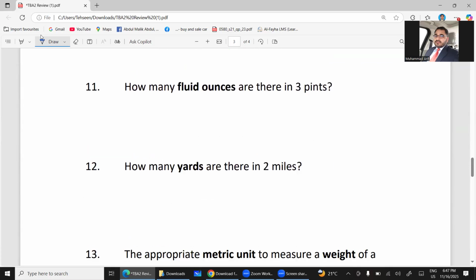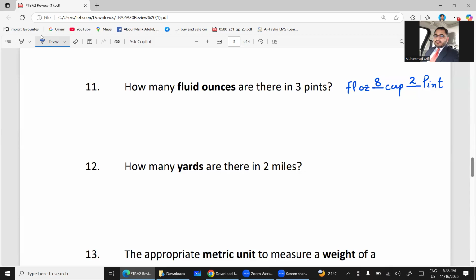Now question 11. How many fluid ounces are there in 3 pints? You know, fluid ounces, then cup, and then pint. This is the order. In 1 cup, there are 8 fluid ounces, and in 1 pint, there are 2 cups. As pint is the bigger unit and fluid ounce is the smaller, that's why we need to multiply.